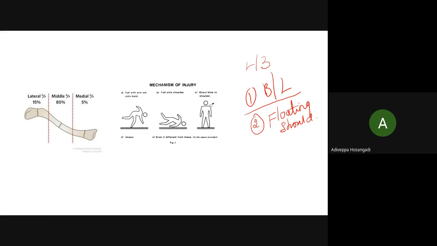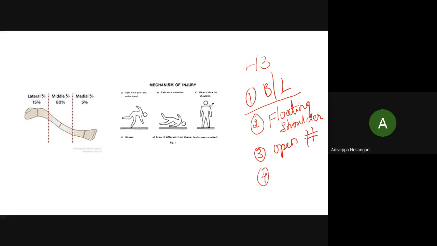It is a floating shoulder. It is floating in air because both connections to the axial skeleton are lost: the glenoid neck is fractured and the clavicle is fractured. Third is an open fracture, a compound fracture. These are the surgical indications I am talking of. We are managing clavicle fractures 90% of the time conservatively. These are the exceptions.